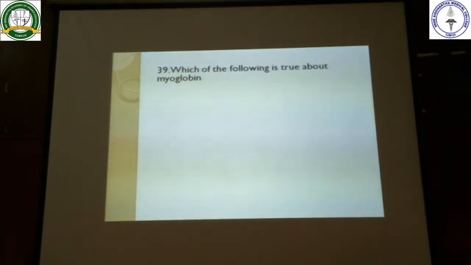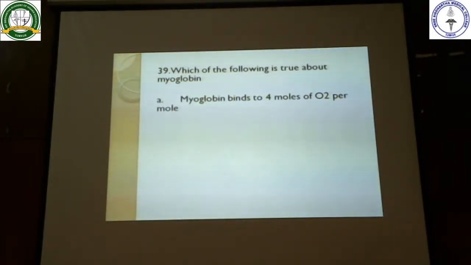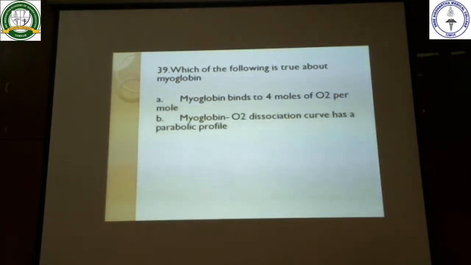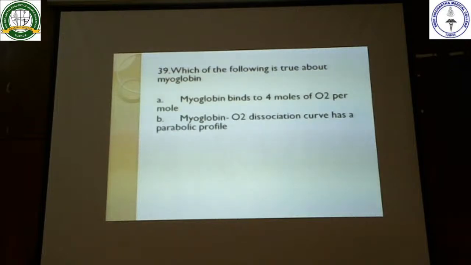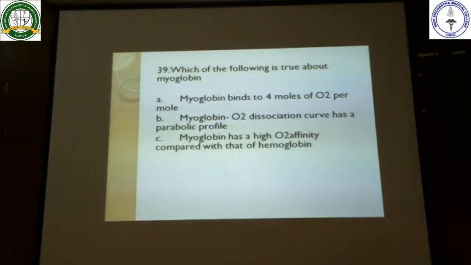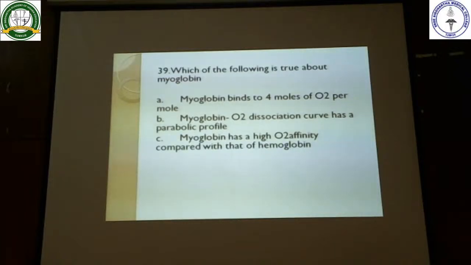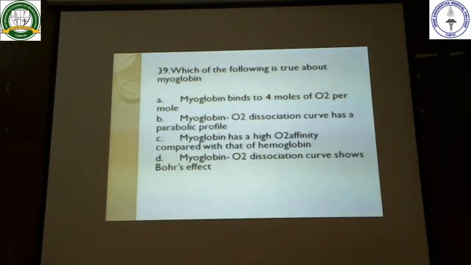Next question: which of the following is true about myoglobin? Myoglobin binds to 4 moles of oxygen per mole. Myoglobin oxygen dissociation curve has a parabolic profile. It has a high affinity for oxygen compared to that of hemoglobin. Myoglobin oxygen dissociation curve shows Bohr's effect. So 1 mole of myoglobin will bind to 1 mole of oxygen, and the myoglobin oxygen dissociation curve shows a parabolic profile, and it will not show the Bohr's effect. The only correct statement in these options is that it has higher affinity for oxygen when compared to hemoglobin.